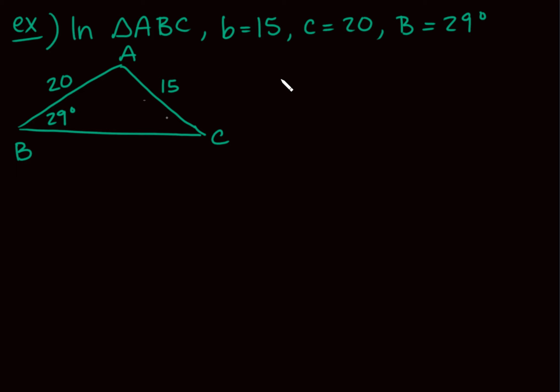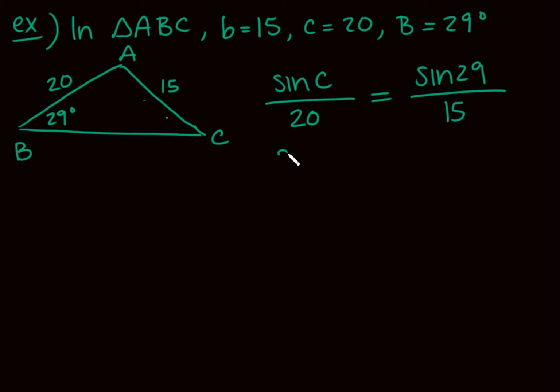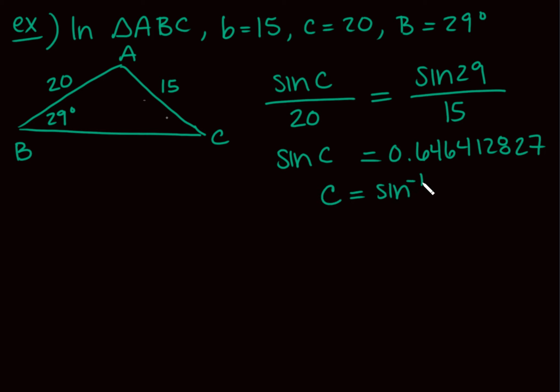So I can only hope for little or big c. So sine of c, again, I'm putting the sines on top because I know I'm going to be solving for an angle. So I get sine of c equals 20 times the sine of 29 divided by 15. Obviously this part of the test will be on the calculator part. So c equals sine inverse of this stuff here.